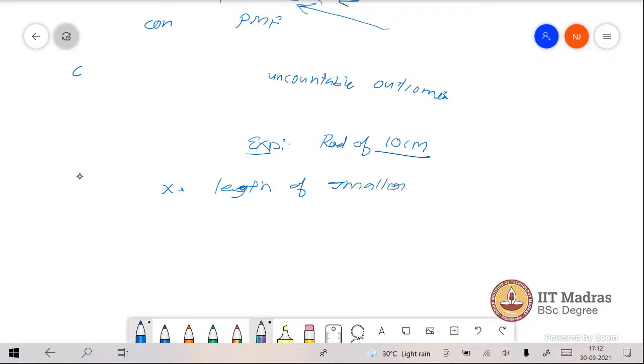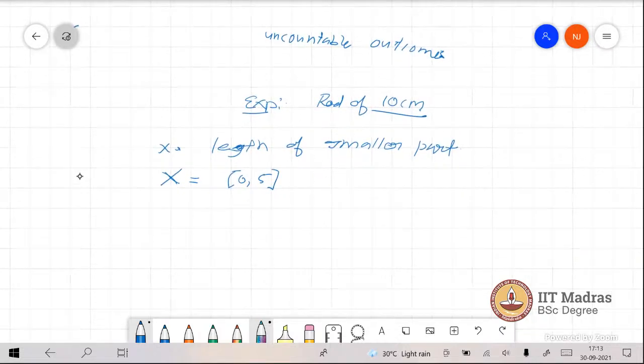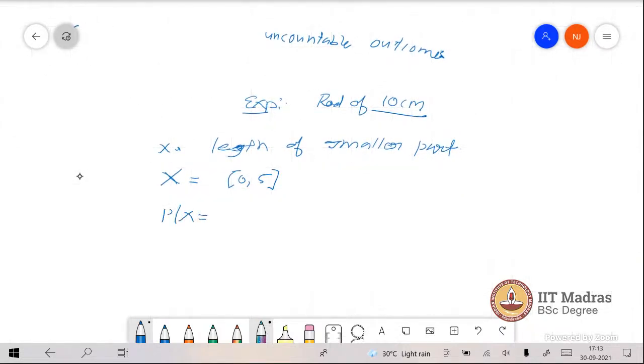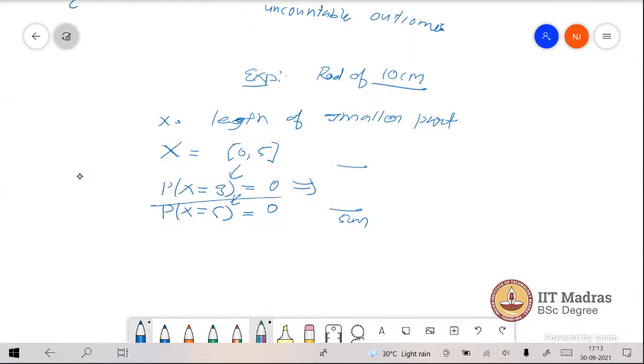So a smaller part, right? What will be the range of x here? Less than 5. Yeah, 0 to 5. It can be anything from 0 to 5, right? So if I ask what is the probability that x will be 3, or what is the probability that x will be 5, this is a continuous random variable. So probability at 3 and 5 will always be 0, but it doesn't mean that it won't break into a smaller part of 3 centimeters or 5 centimeters. It may break into these parts, but the probability at the individual point is always 0. So don't interpret that this point will never occur.